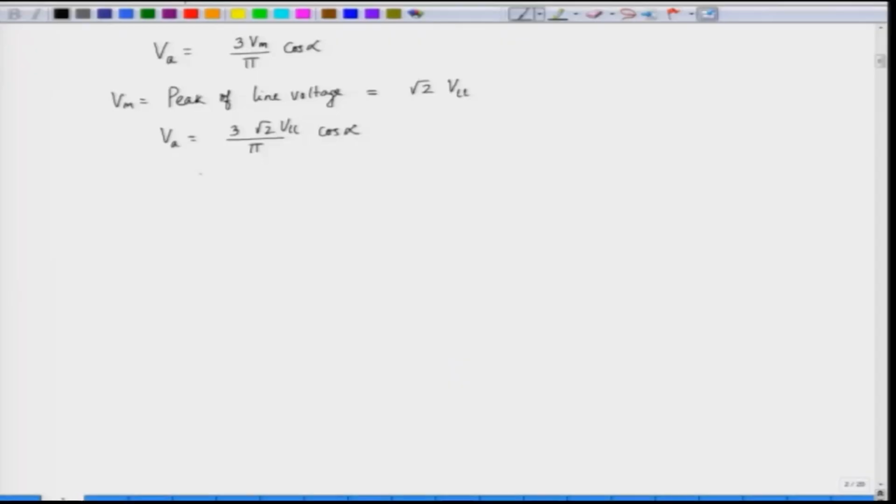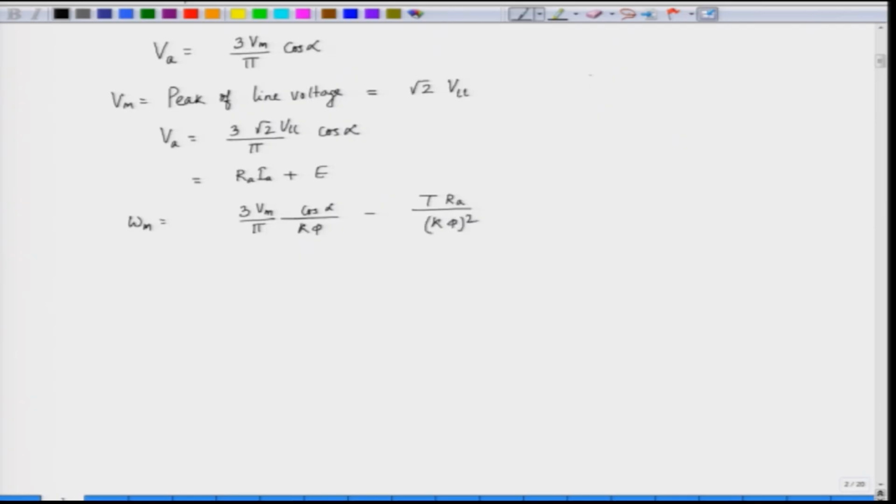Now, if we want to plot the speed torque characteristic, we have to equate this voltage to the armature drop and the back EMF as before. So this is equal to I A R A of the DC machine, plus the back EMF. From this we can obtain the speed torque characteristic: omega m is equal to 3 Vm by pi into cos alpha divided by k phi, minus T R A by k phi whole square.